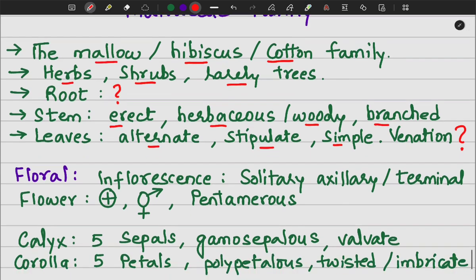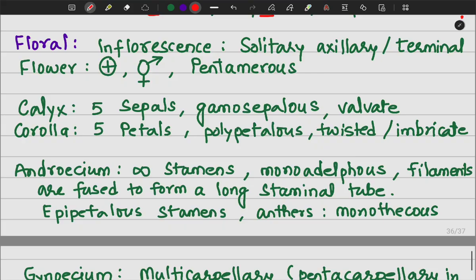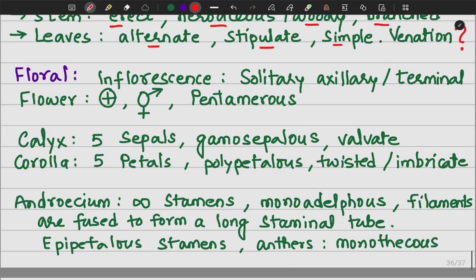So if we talk about the floral characters of Malvaceae family, then the type of inflorescence seen will be solitary axillary or solitary terminal. So if you are not aware of these terms, solitary axillary and solitary terminal, then please check out the previous lecture where I have explained these terms along with the examples. Alright, so the inflorescence will be either solitary axillary or solitary terminal.